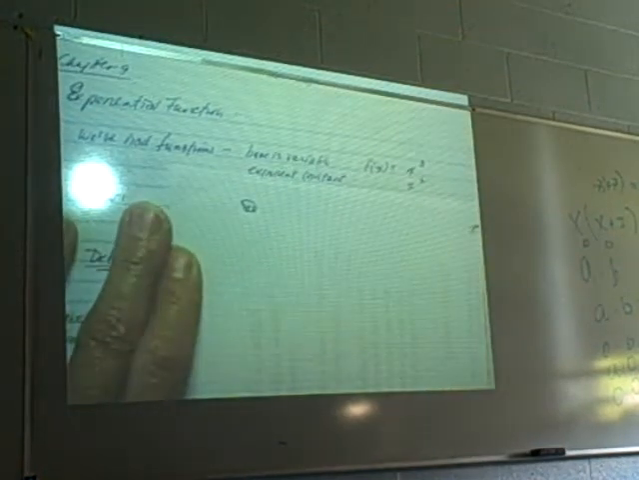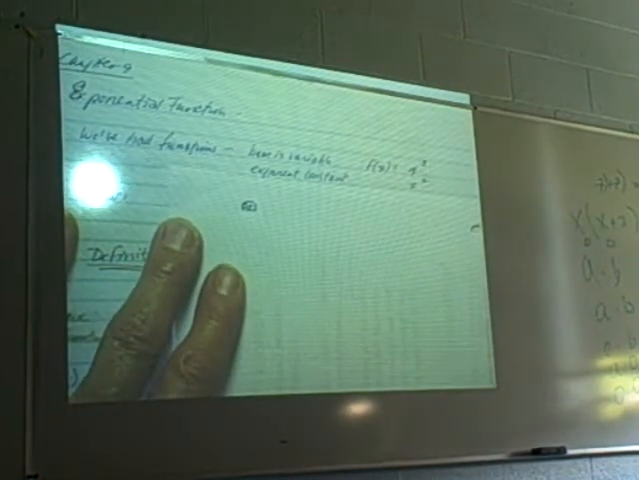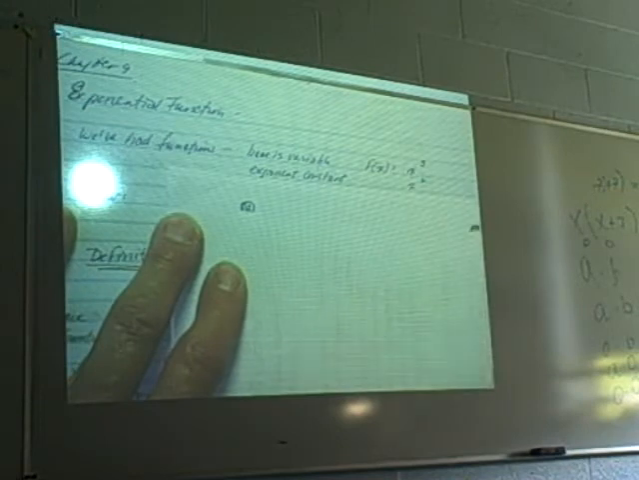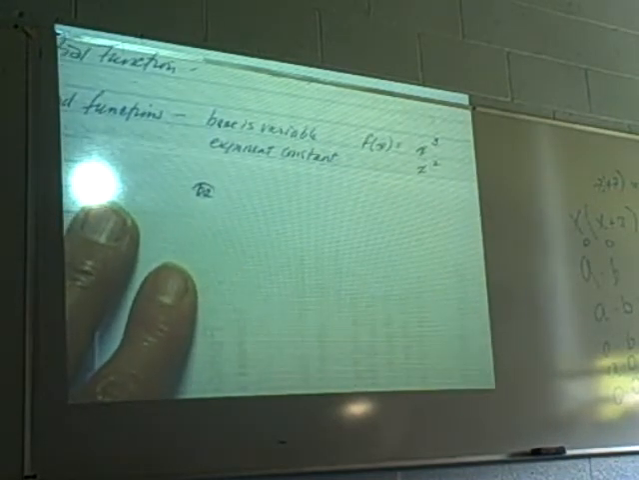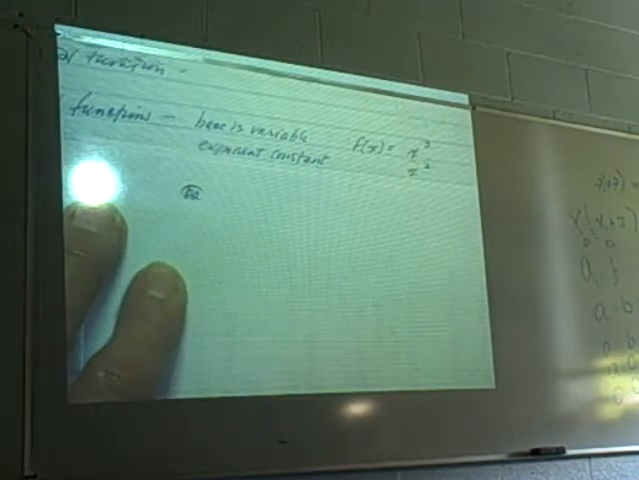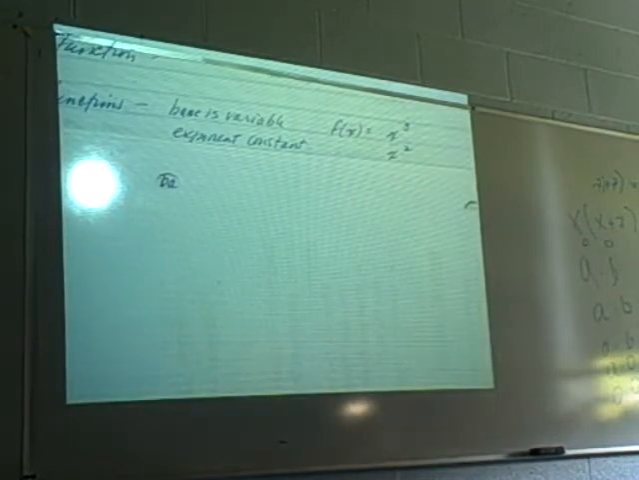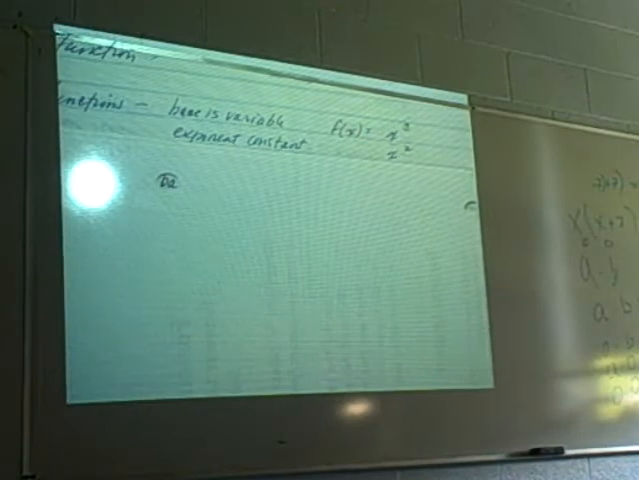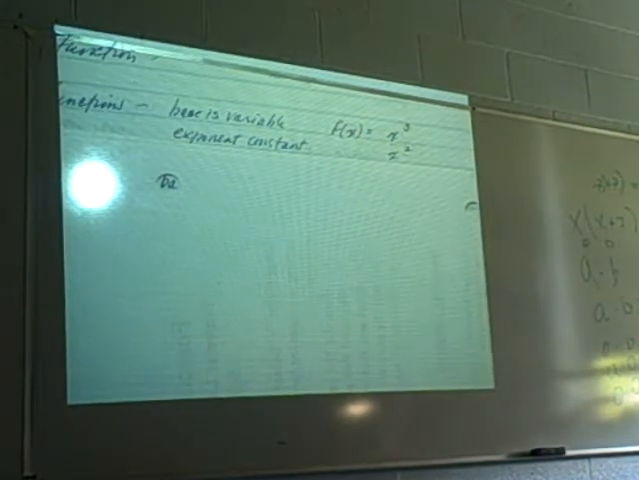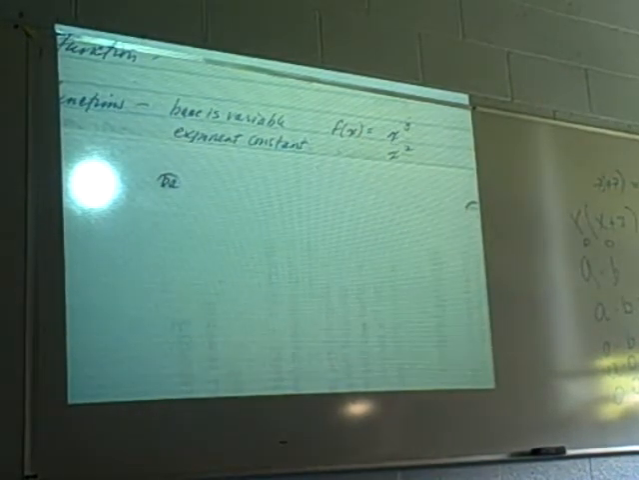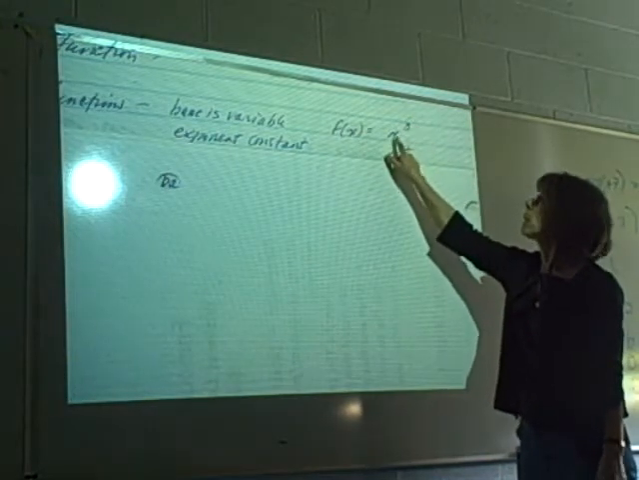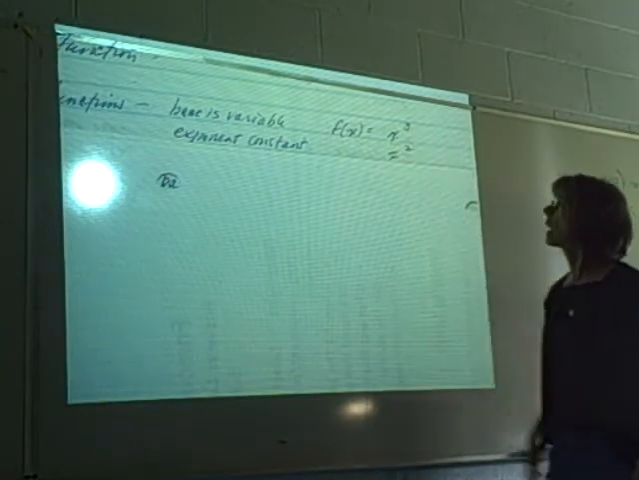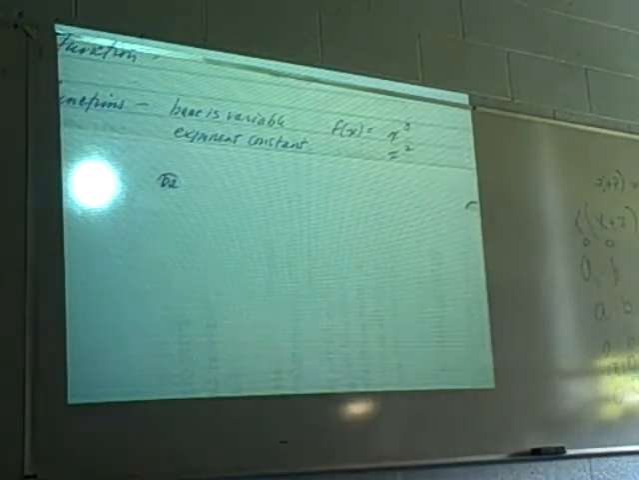Talking about exponential functions. And this is what we've had. We have had functions where the base is the variable and the exponent is a constant. And we've done linear, we've done quadratic, we've done cubic, where we've had a variable here and our exponent is a constant.